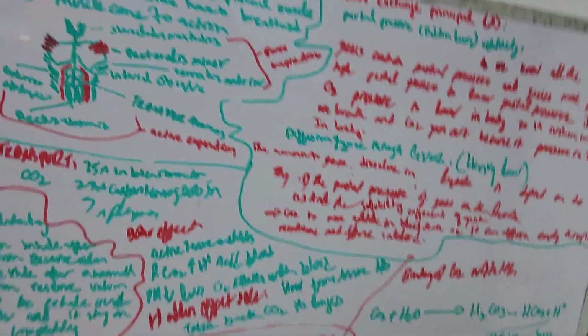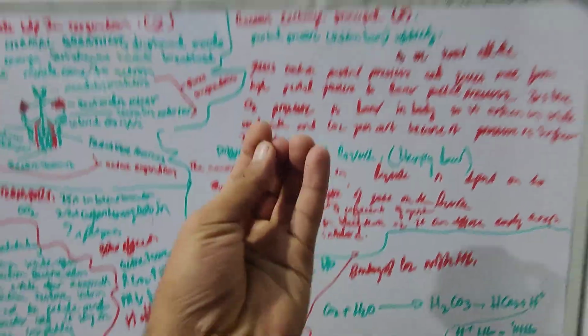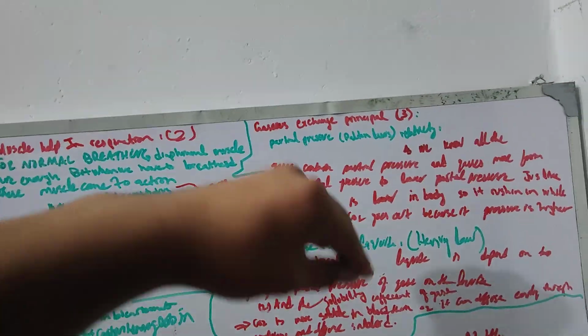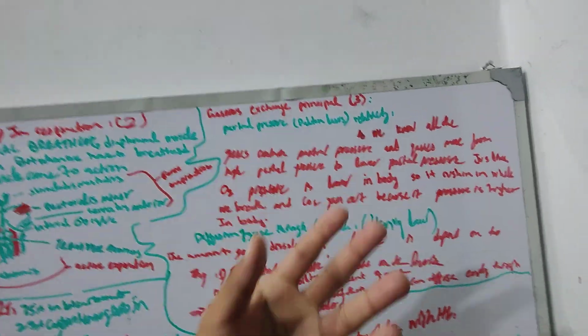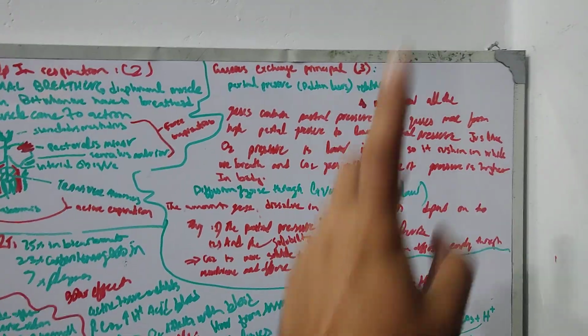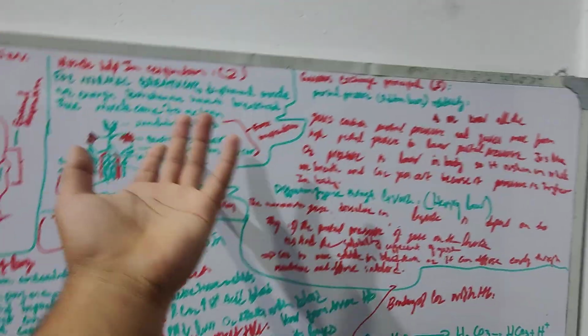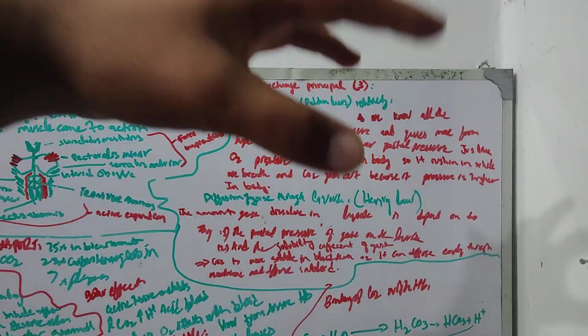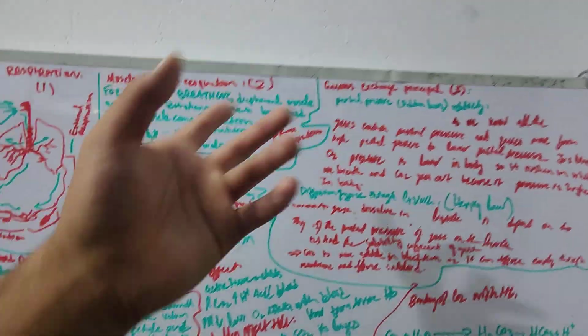So basically, oxygen's concentration is less in our body, so oxygen goes in from higher partial pressure to lower partial pressure because the body has less partial pressure of oxygen. And carbon dioxide goes out from the body because the body has more partial pressure of carbon dioxide than the environment.